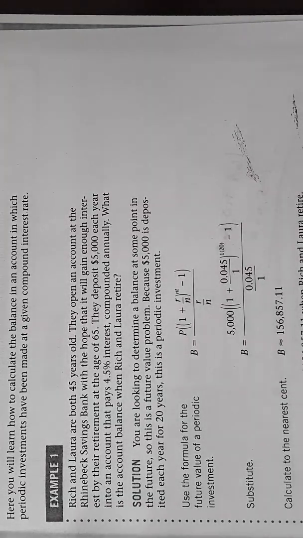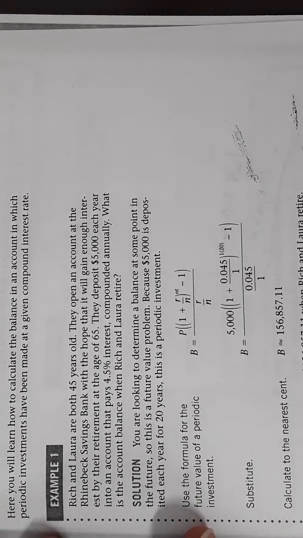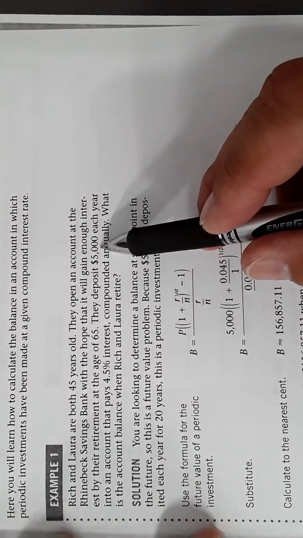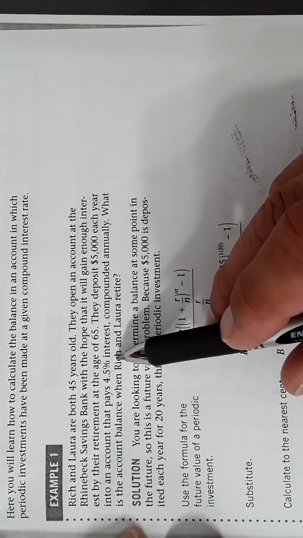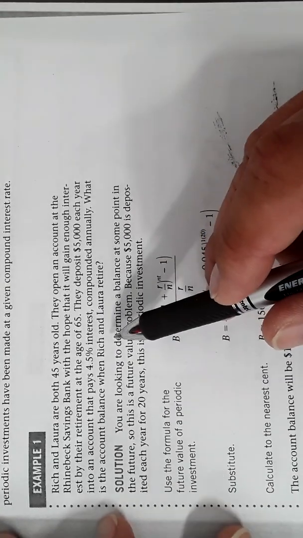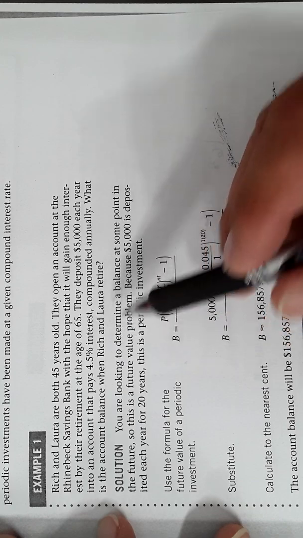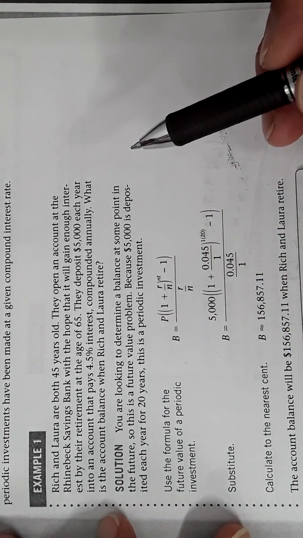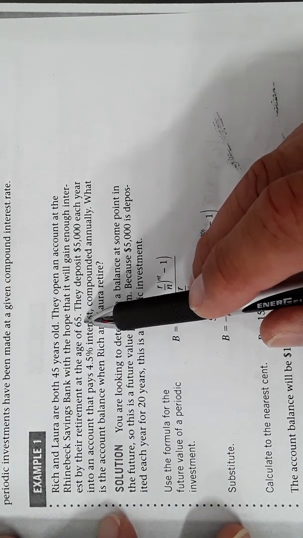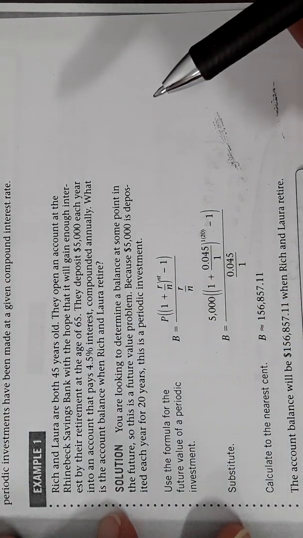Let's look at a couple of examples. Rich and Laura are both 45 years old. They open an account at Rhinebeck Savings with the hope that it will gain enough interest by their retirement age 65. They deposit $5,000 each year into an account that pays 4.5% interest compounded annually. What is the account balance when Rich and Laura retire? So they're both 45. They want to retire at age 65. So the T number would be 20.